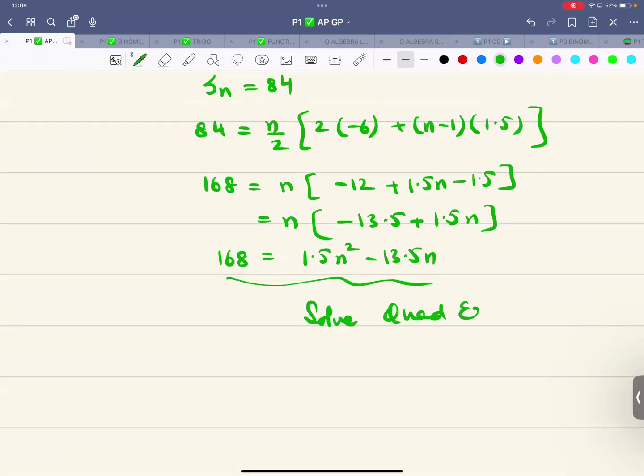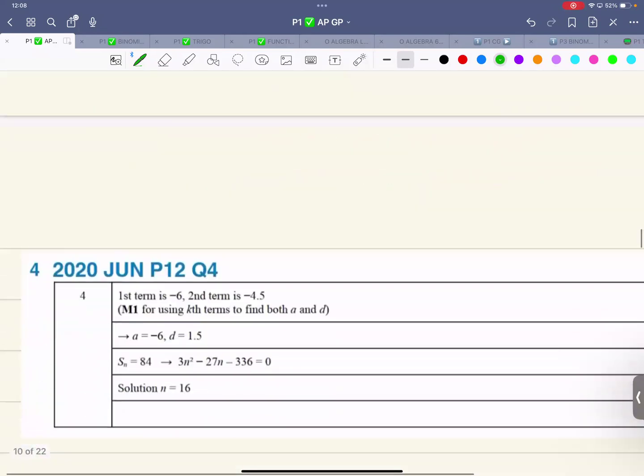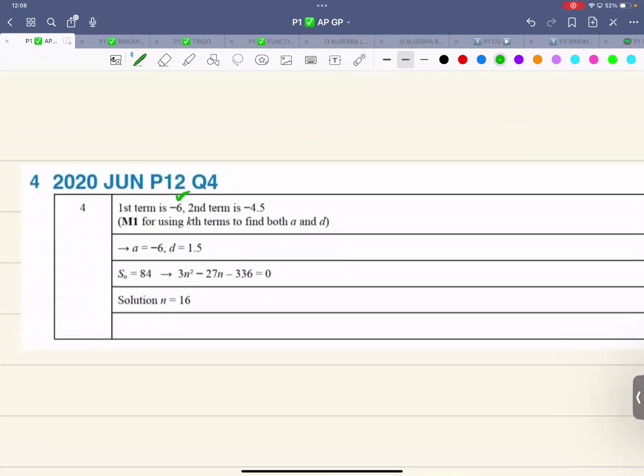So when we solve this quadratic equation, n has to be a positive integer because n is the number of terms in the series. Now let's double check the answer. First term negative 6, second term negative 1.5, d is 1.5. This is the simplified form, 3n squared minus 27n minus 336. The value of n is 60.